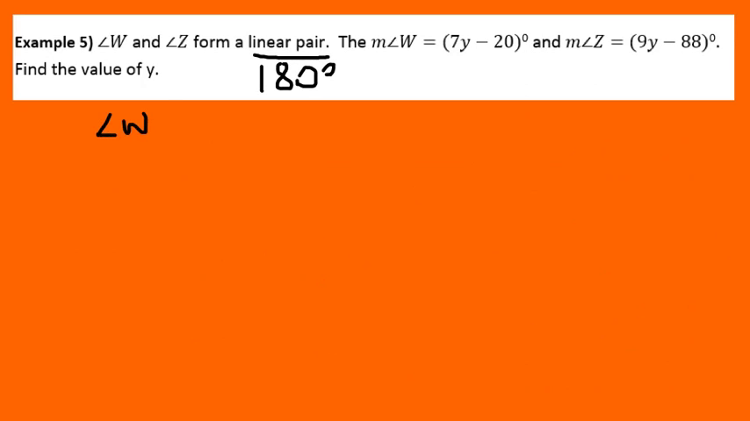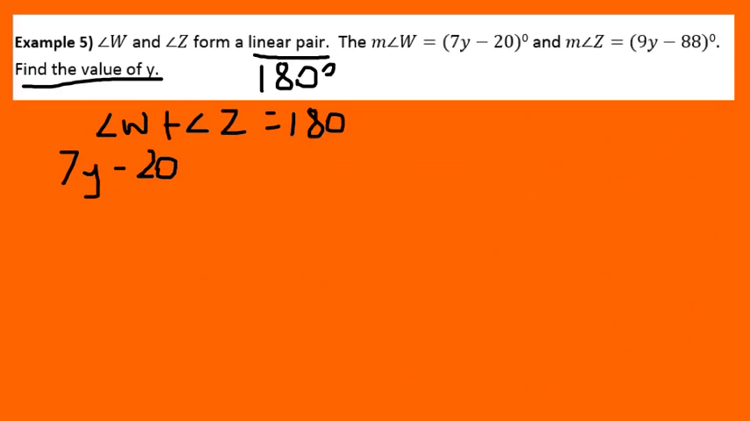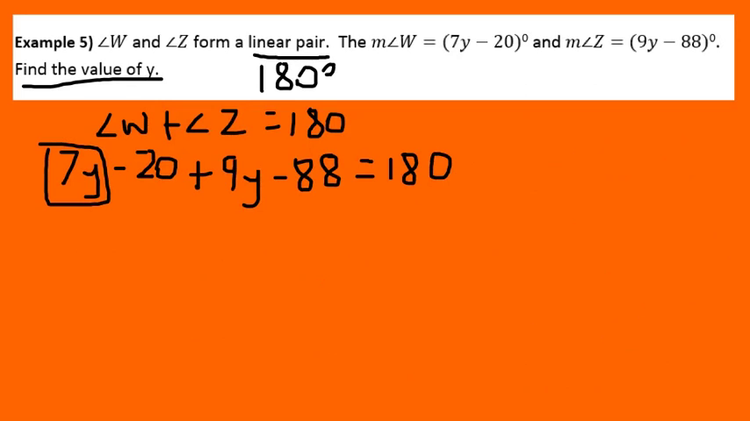So again, angle W plus angle Z equals 180. All we're told to do on this one is just find the value of y. We won't even plug it back in. So angle W is 7y minus 20. We don't need the parentheses unless we're actually simplifying anything inside, so we'll just go ahead and take them off. Plus 9y minus 88 is our value for Z. And just similar to the last couple, our problem is all set up. So we have a positive 7y, positive 9y.